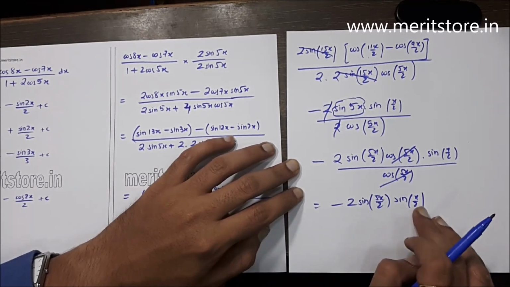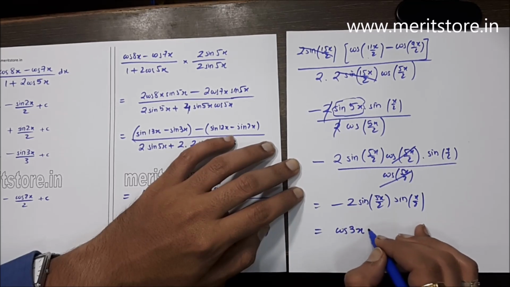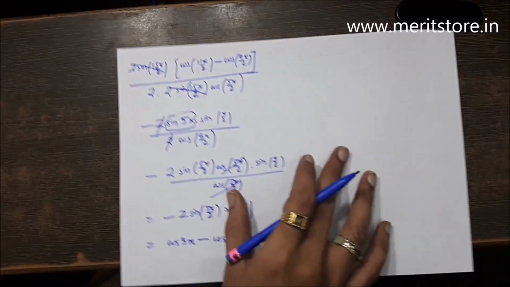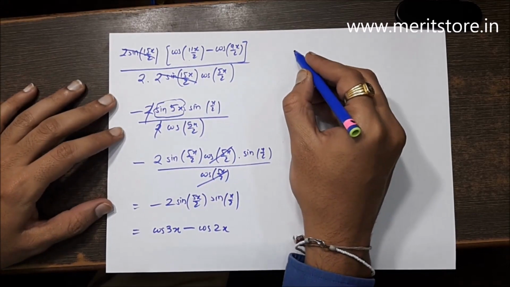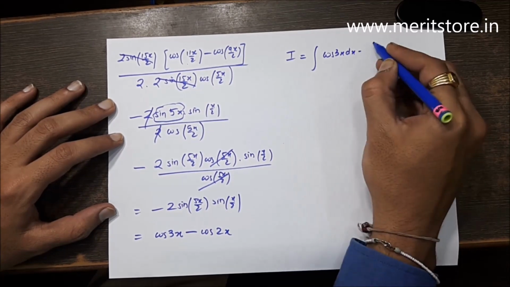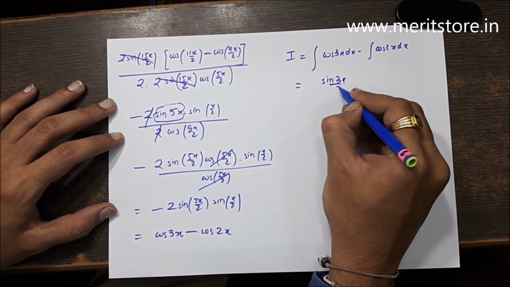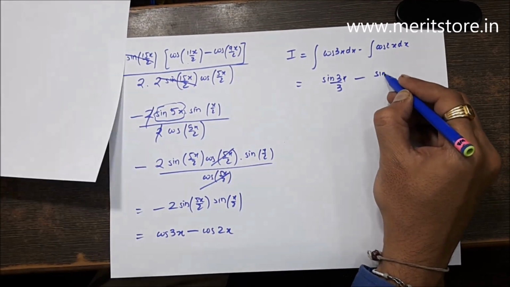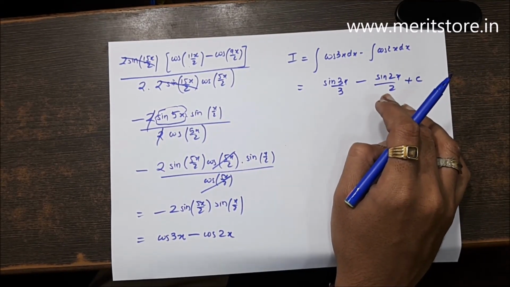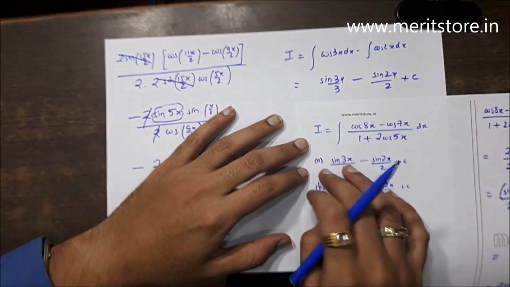Applying the formula of 2 sine a cos b, and I have a minus here, I can say that this is nothing but cos of 3x minus cos of 2x. My integral will simply convert to integral of cos 3x dx minus integral of cos 2x dx, which is equal to sine 3x upon 3 minus sine 2x upon 2 plus c, which is my option number A.